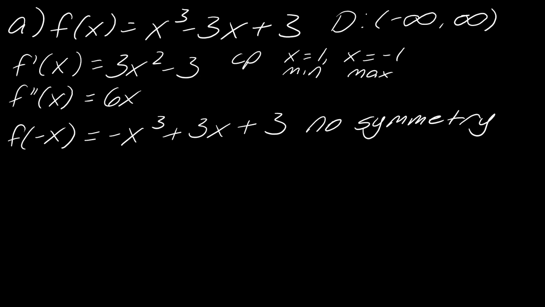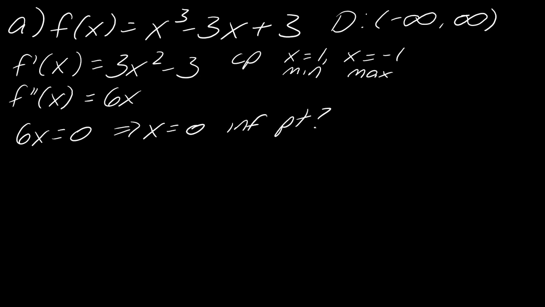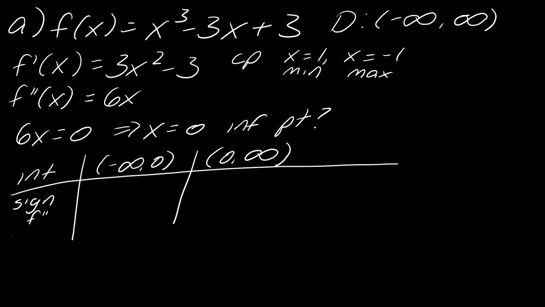So now let's talk about the concavity and inflection points. So I'll clear some space. So we have the second derivative here. So if I set the second derivative equal to 0, this will equal 0 when x equals 0. So this is probably going to be our inflection point. So then I'm going to set up another table around this critical point, like so.